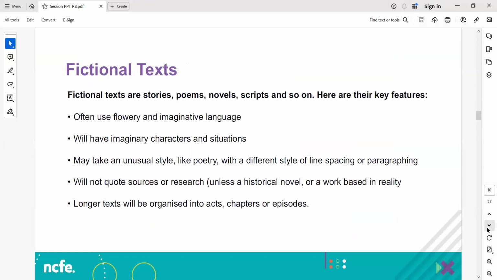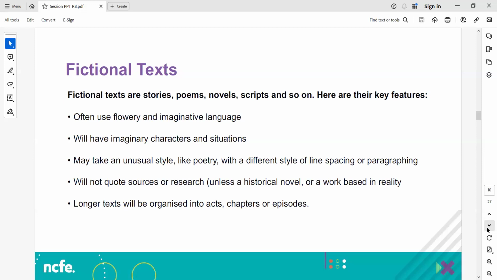Okay, so fictional text, moving on. These include stories, poems, novels, scripts, and so on. And these are the key features. They often use flowery and imaginative language. They'll have imaginary characters and situations. They may take an unusual style, like poetry, with a different style of line spacing or paragraphing. So it might look unusual on the page.